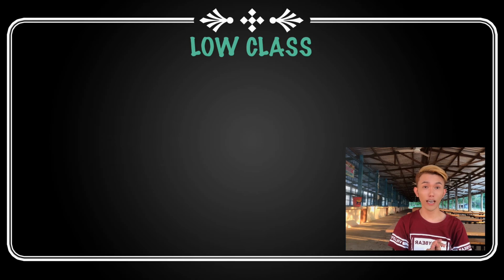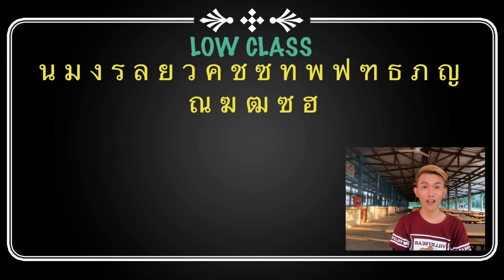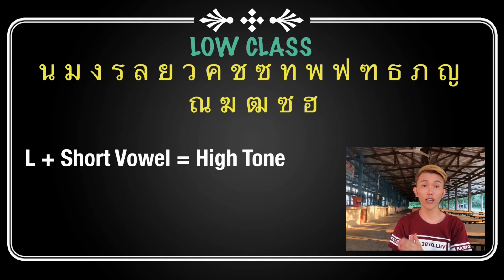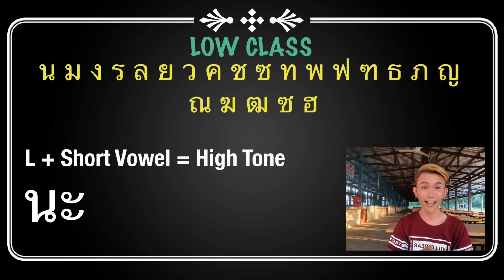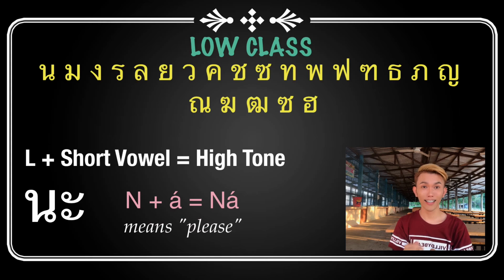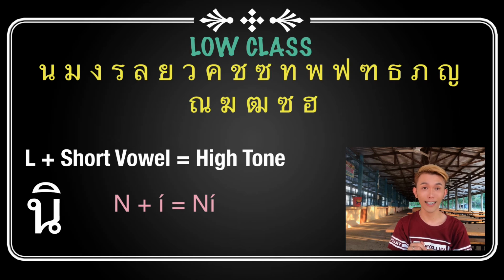Last class of the Thai alphabet, which is the low class consonants. The low class consonants, napakarami nila. So these are the low class consonants. Okay, the first rule is any of the letters from the low class consonant plus the short vowel equals high tone. Example, the low class consonant is nonu and sara a. Okay, this one is letter N and short A. So how to read this one? It will become na, na, na.